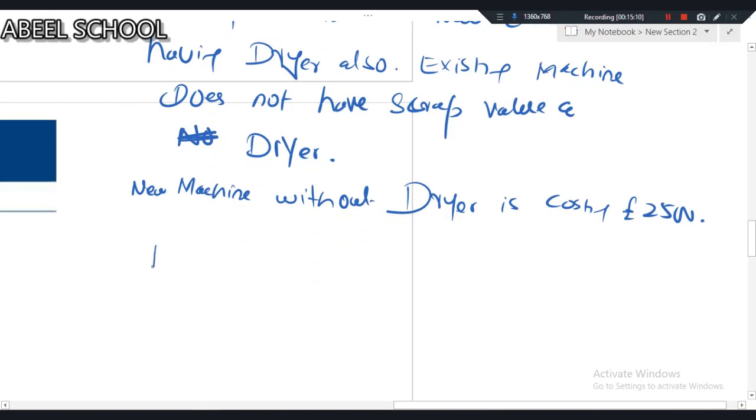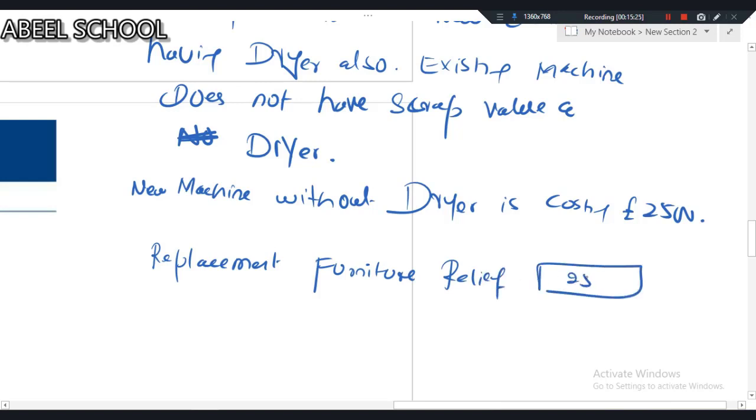So simply, replacement furniture relief will be 2,500. And from property income, we will deduct this 2,500. So now I strongly believe, dear student, you should be having a really good idea about how to deal with replacement furniture relief.